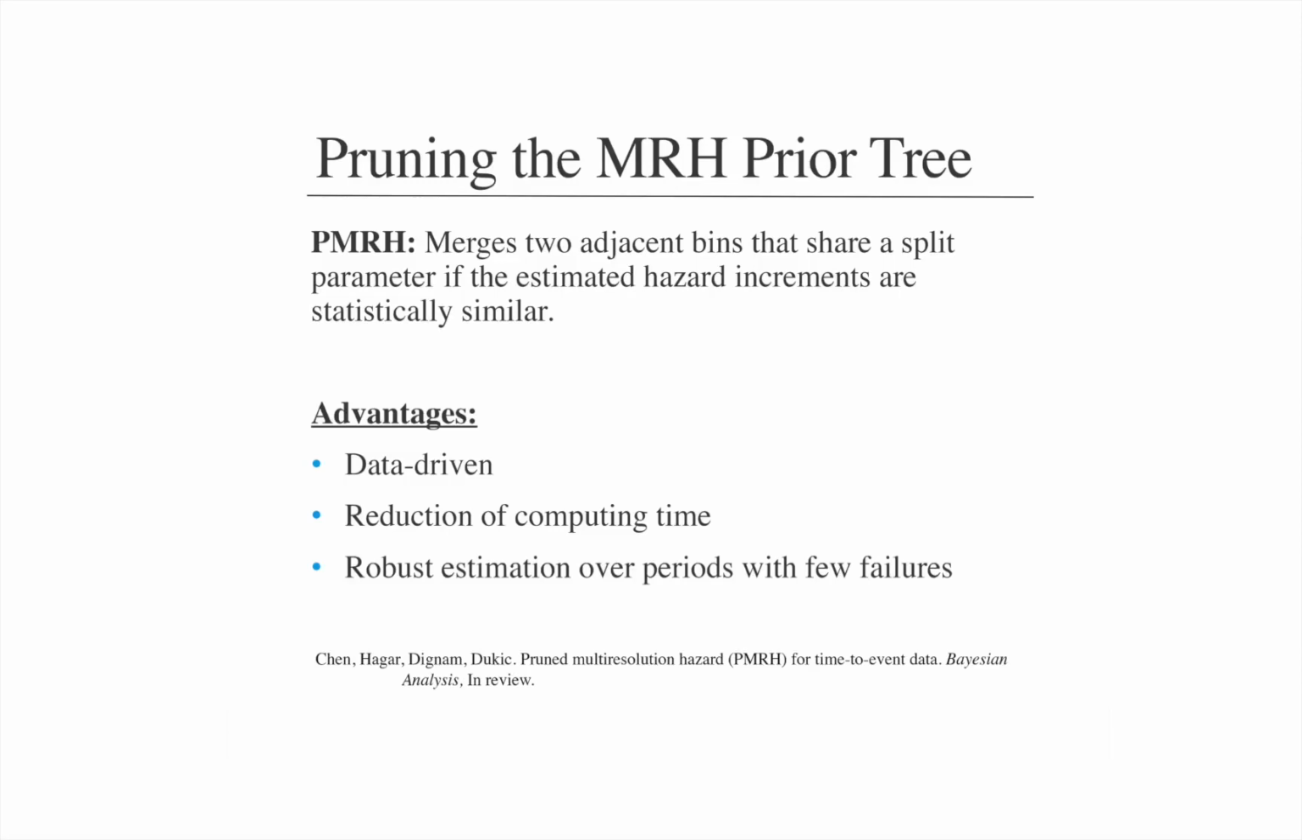It's data driven. It can reduce the amount of computing time because it reduces the number of parameters that need to be sampled. And because the number of parameters that are sampled is smaller, we can also produce robust estimation even when we're not seeing, for example, that many men failing from prostate cancer in the second half of the study.